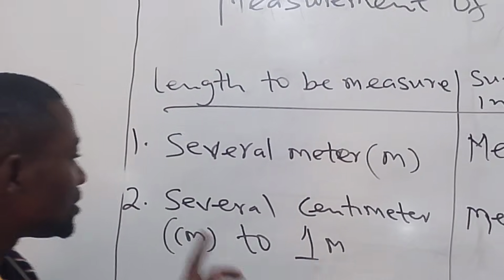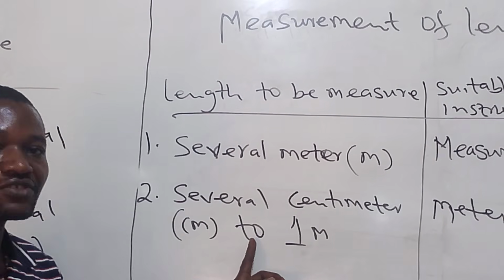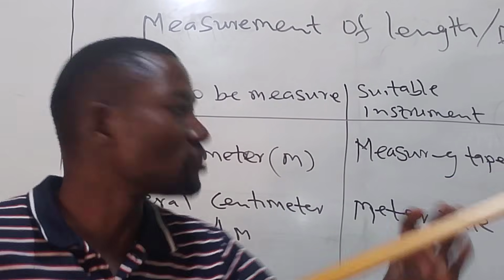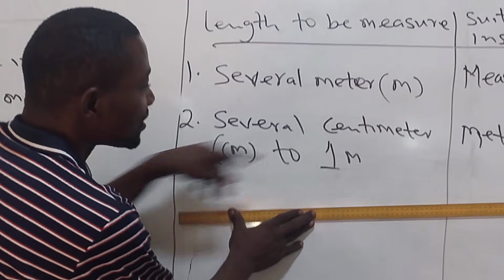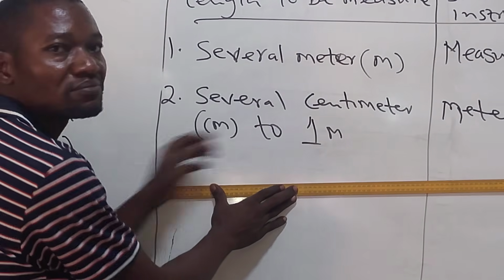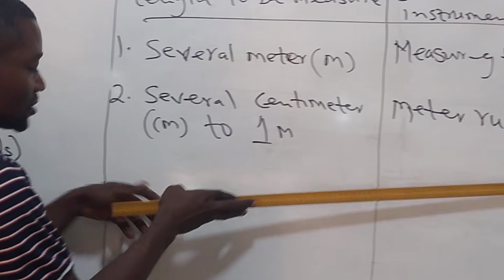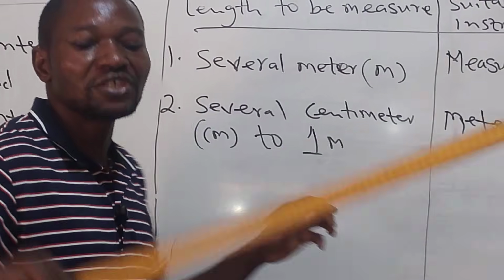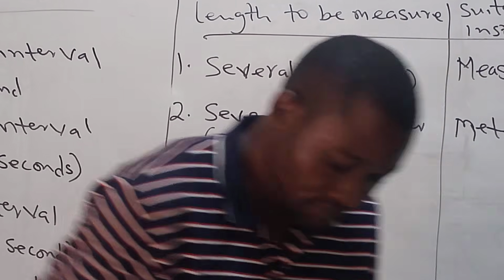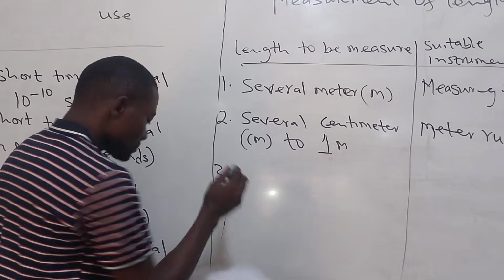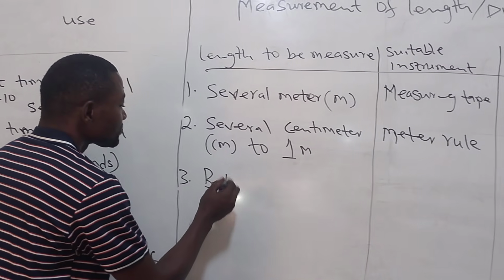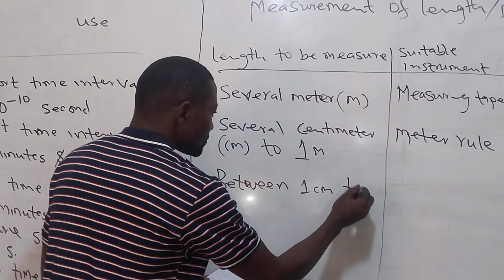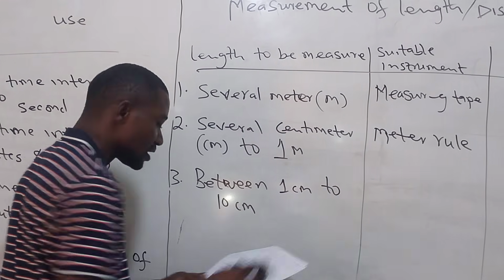So if you want to measure length, several centimeter, but it's no more than 1 meter, meter rule can be employed in such measurement, because the length of a meter rule is 1 meter. So any measurement within this range, meter rule can be employed. Let's look at another one. For measurement between 1 cm to 10 cm, what instrument can be employed?